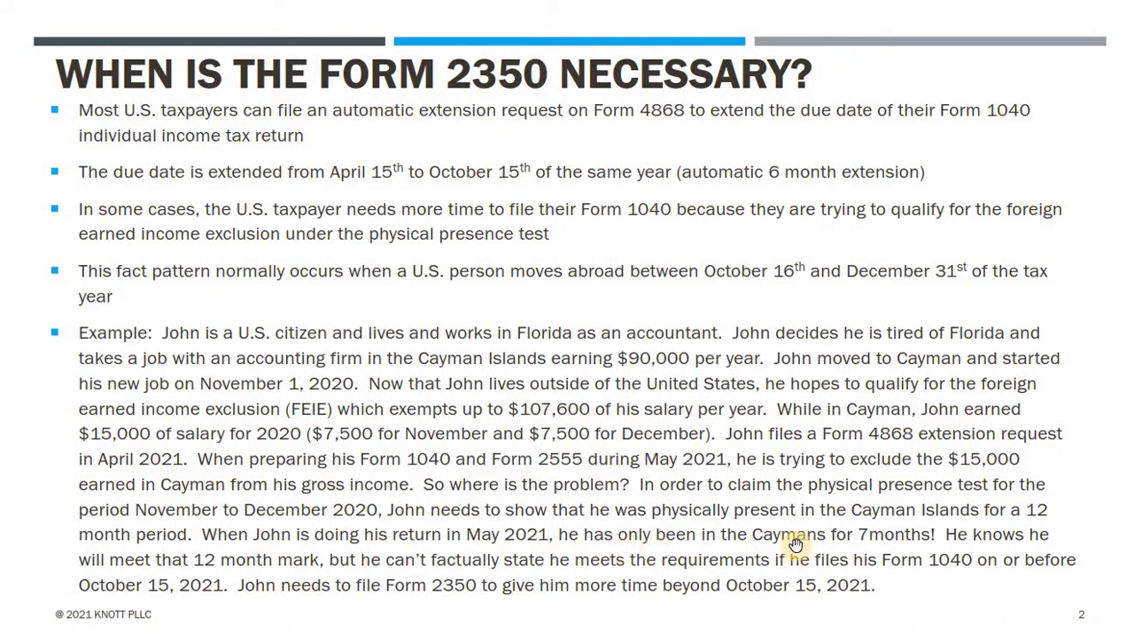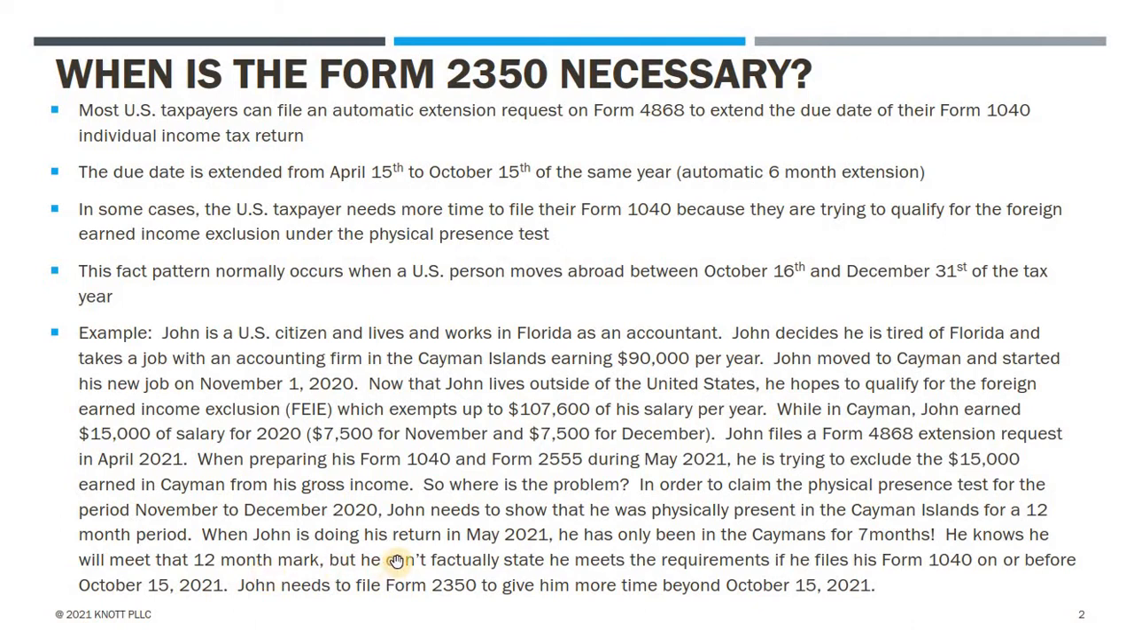So he moved down there in November. He was there in November, December, January, February, March, April, May, right? So 7 months. He hasn't met that 12-month period. So when he's looking at this, he's saying, okay, wait a minute. In order to meet that 12-month period, I'm going to have to actually live in Cayman until November 1, 2021 will be 12 months spent in the Cayman Islands. So he knows he's going to meet that 12-month mark because he's got a contract. He doesn't want to leave.